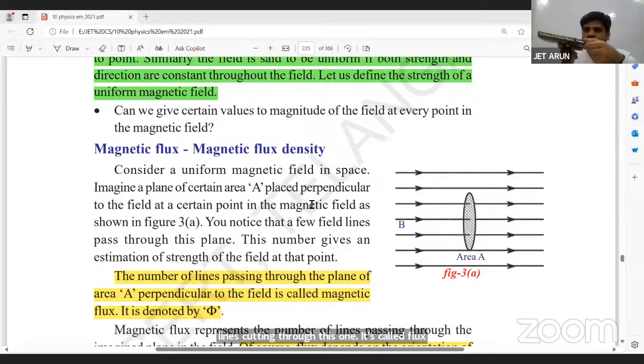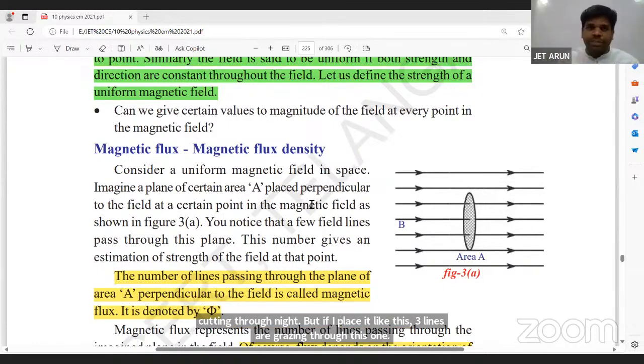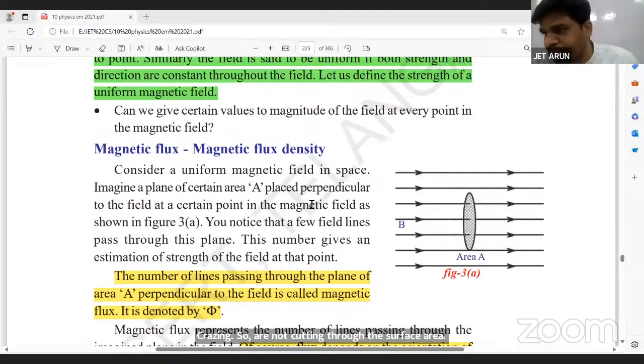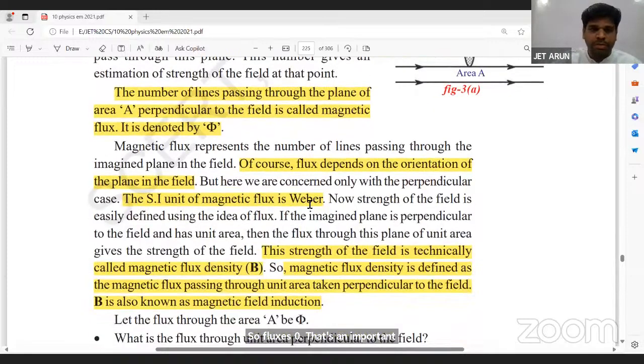Then ila pattern and is any field line cutting through this one? No, field lines are grazing through this one. So the flux is zero. ఇప్పుడు flux non-zero ఉంటుంది, ఎందుకంటే cutting through ఉన్నాయి. But if I place it like this, field lines are grazing through this one. Grazing. So field lines are not cutting through the surface area. So flux is zero. That's an important question, students, in RGC set. So it depends on the orientation of the plane. Flux depends on the orientation of the plane.